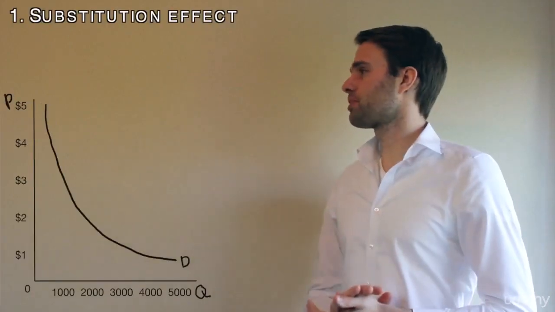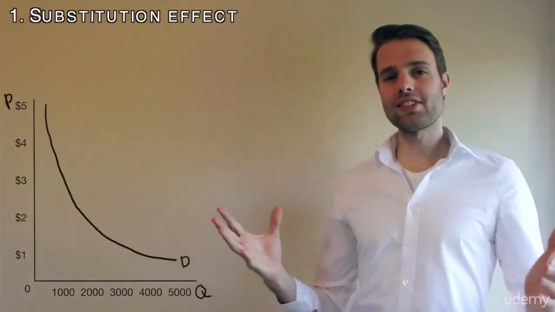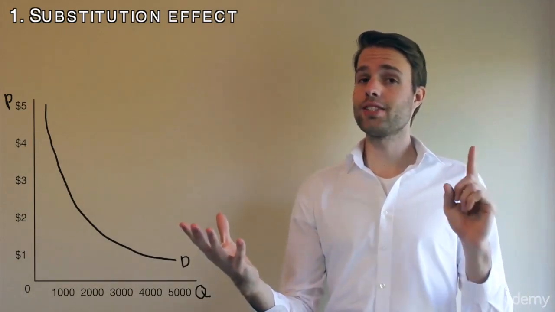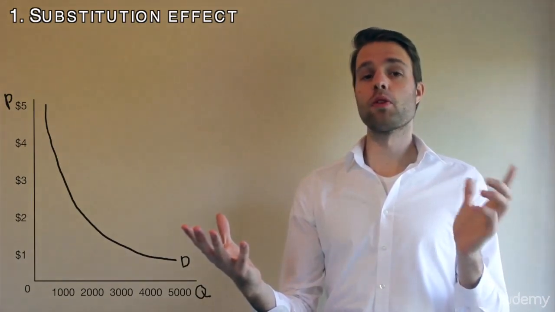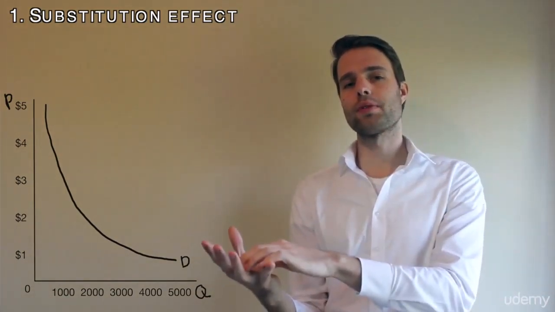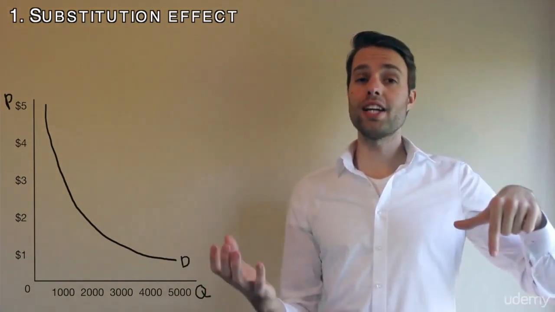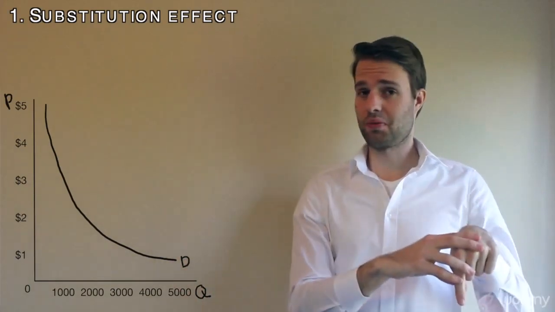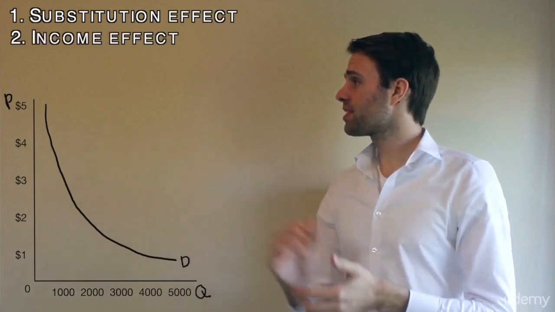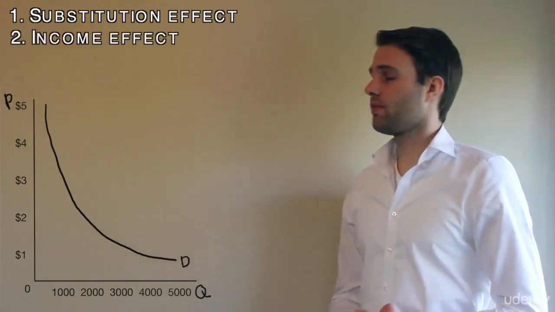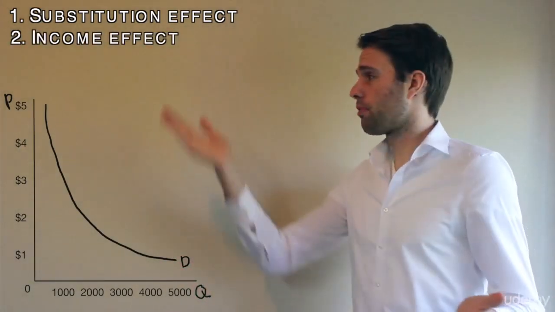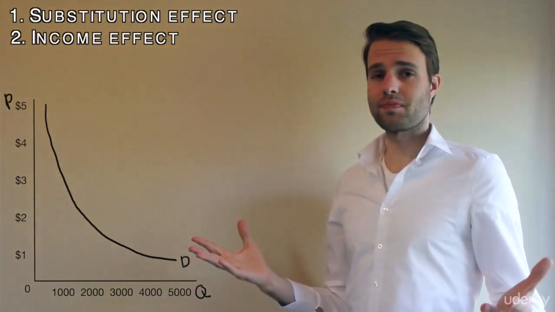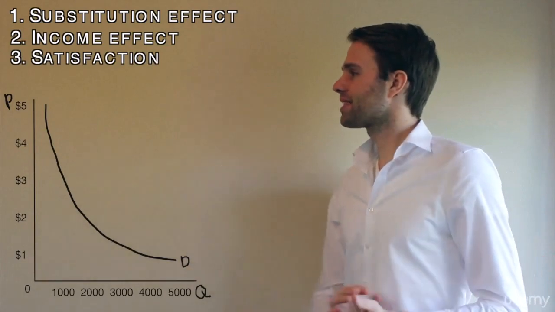First one is the substitution effect. Imagine a world where only chocolate and licorice is sold. If the price of chocolate goes up, people will substitute away from chocolate and buy more licorice. When the price of chocolate goes down, people will substitute away from licorice and buy more chocolate. The second reason has to do with income. If you have a certain income and the price of goods goes down, you can buy more quantity of it. Simple. The third reason has to do with satisfaction.